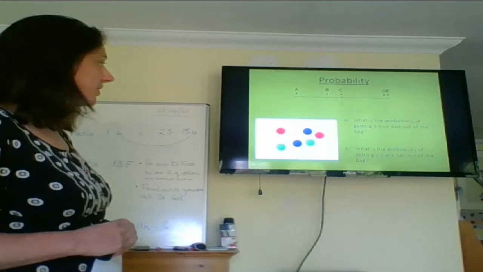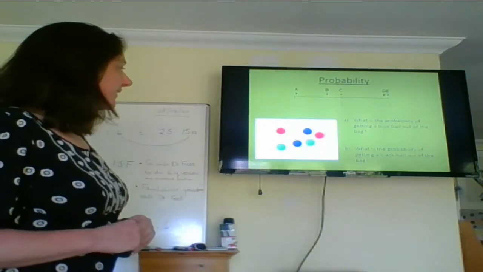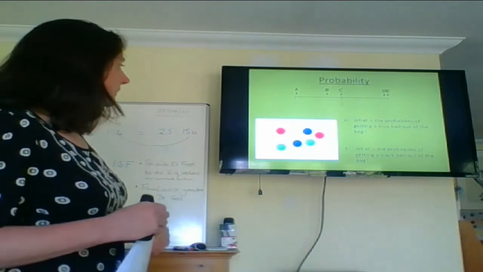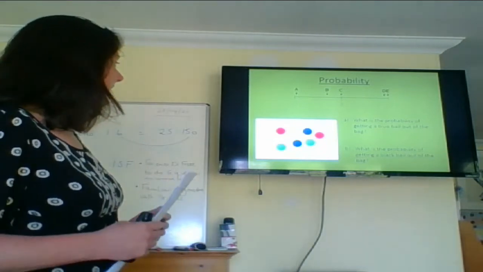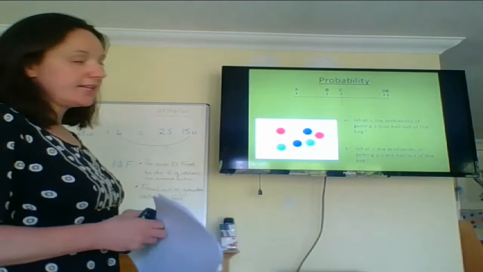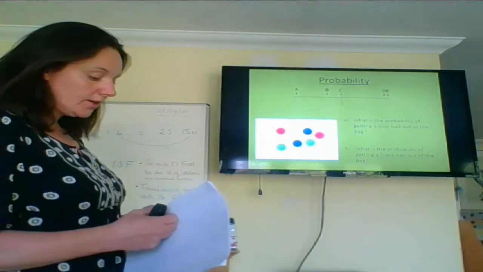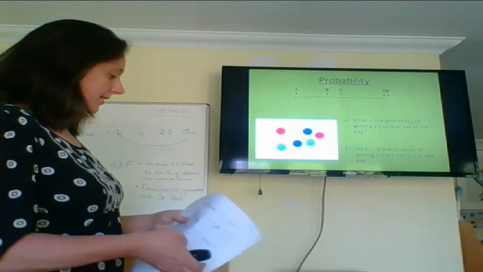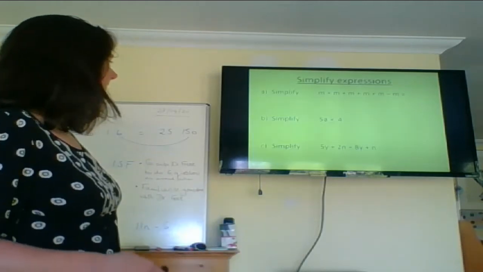Divide each number by 2. The probability of getting a black ball, there are no black balls in there, so that would be 0. Okay, you could also do it as a decimal, but fractions would be the easiest.